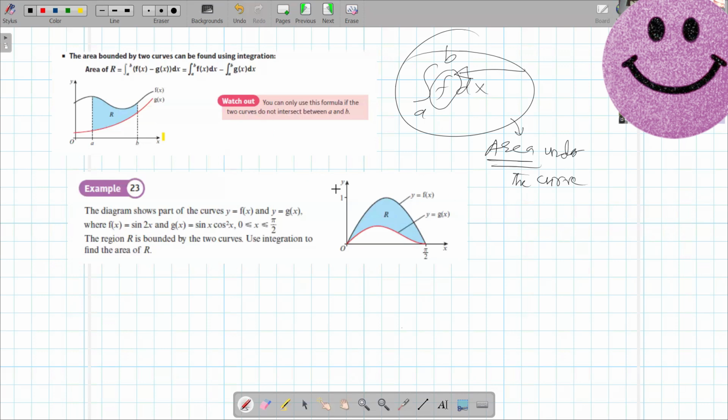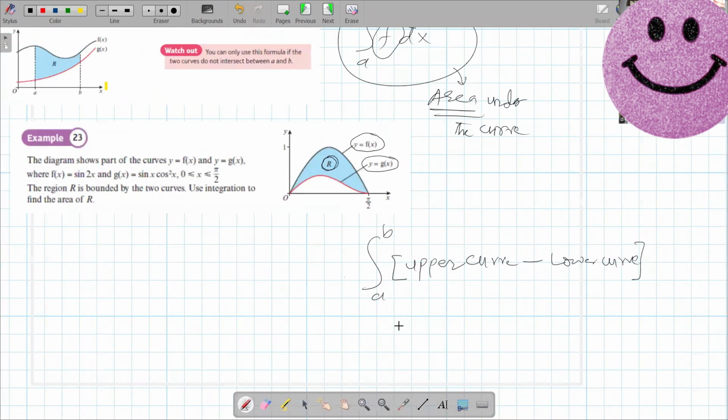And if you are asked to find the area between two curves, see, the upper curve is f of x, and the lower curve, which is a red curve, is g of x, and you are asked to find the area of the region in between the two curves, then what you will do is simply compute the integral of the upper curve minus the lower curve. This is the formula, simply. If you calculate this, then this will give you the area of the region R.